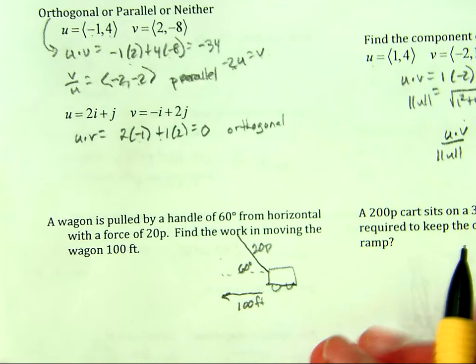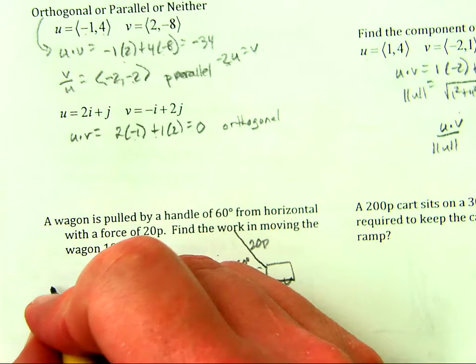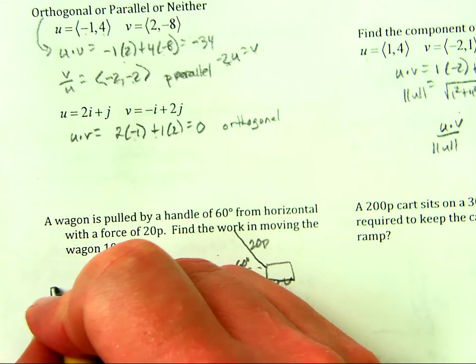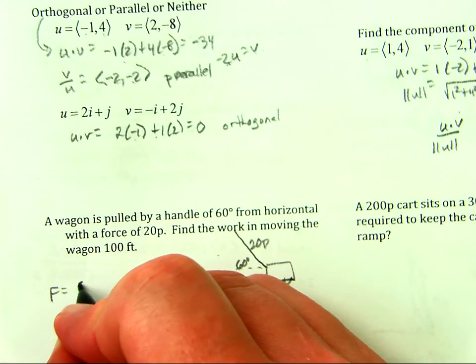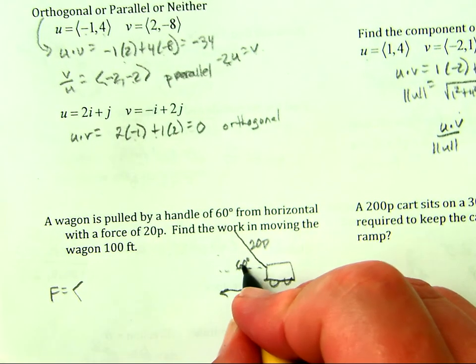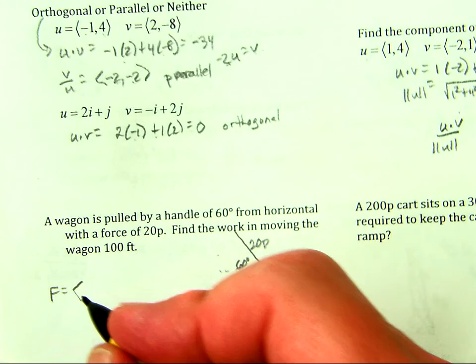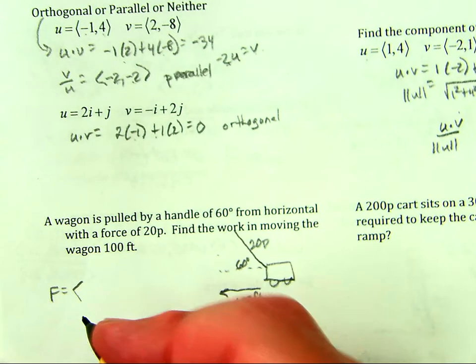Well, first, we need to write these as a vector. Our force is what's pulling on the wagon. In component form, if you remember, it's the magnitude times the cosine of theta and the magnitude times the sine of theta.